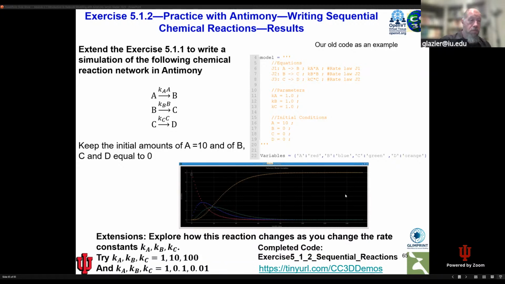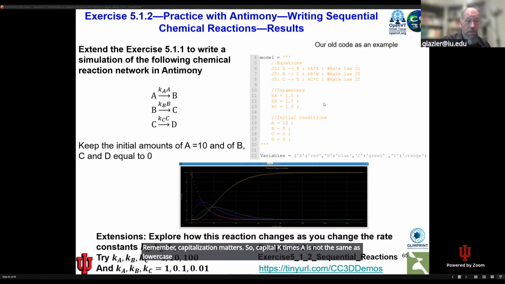It would be reasonable to ask me what colors are allowed. I can't tell you. You can try them out. The normal colors work. Red, blue, orange, green, pink, I think works. I don't know whether fuchsia works. Remember, capitalization matters. So capital K times A is not the same as lowercase k times A. That's a big source of errors.